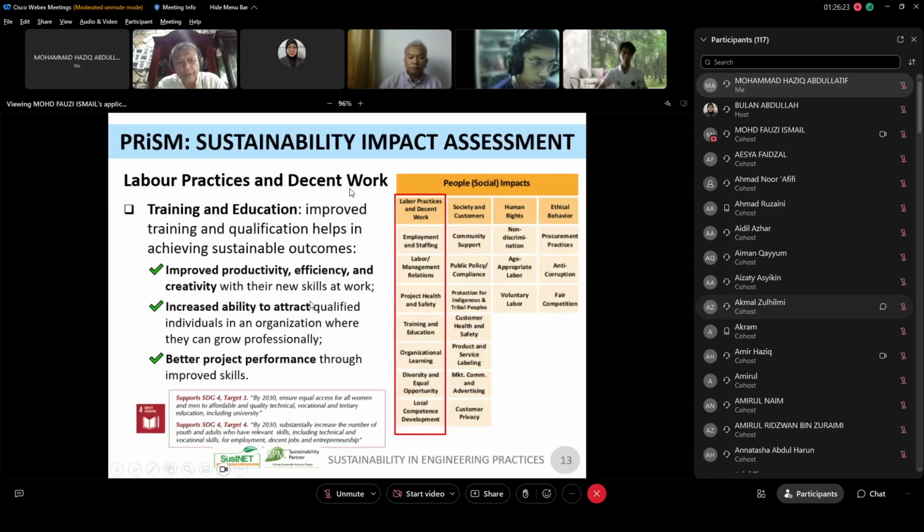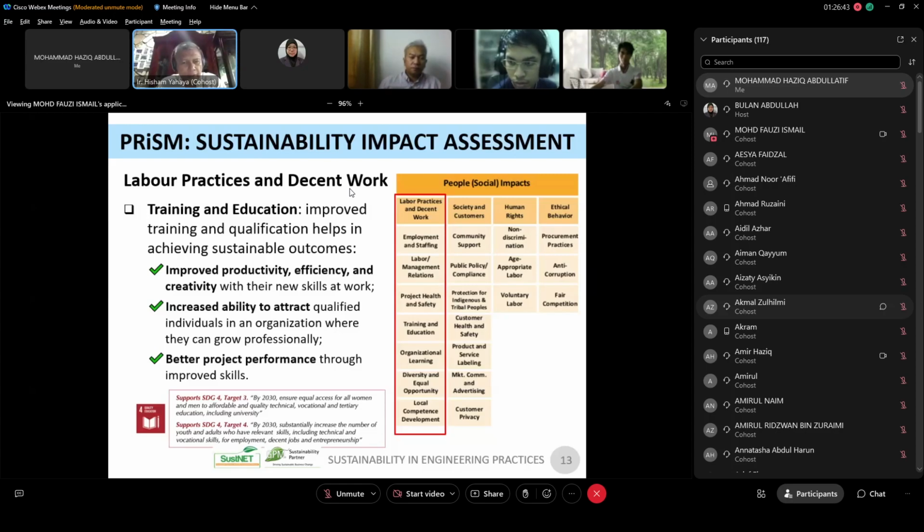Next, we look into training and education. Kalau we want to improve our productivity, we need to stress on skill sets. People have to be competent. Jadi, similarly, when you go into the job market, you also need to improve your skills, you need to improve your competency, so you also need to be trained.